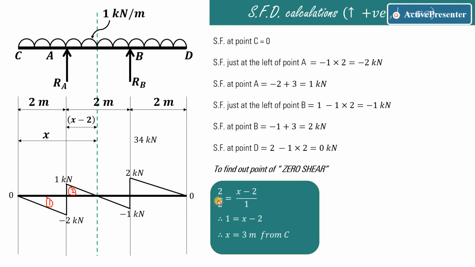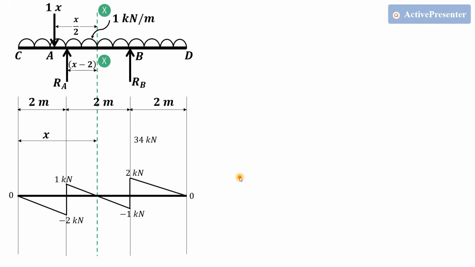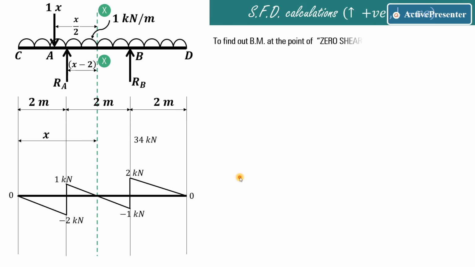So 2 upon 2 is 1, 1 again cross multiplied by 1 is 1, minus 2 if we transfer on the other side, it is 1 plus 2, that is 3. So x is equal to 3 meter from C. So we can say that the point of zero shear is at a distance of x is equal to 3 meter from point C.